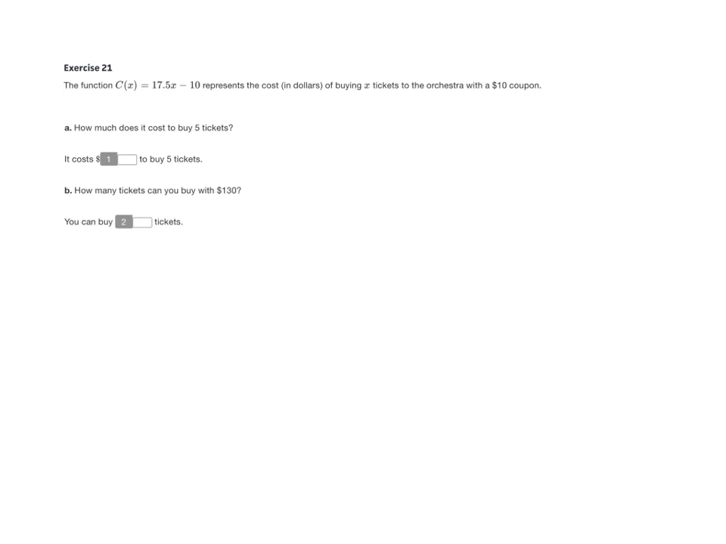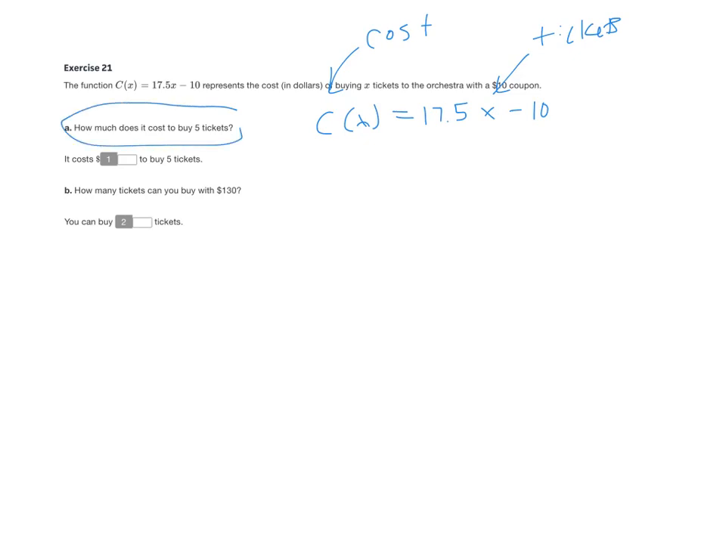Alright, exercise 21. The function c of x is equal to 17.5x minus 10. And c is the cost, so if you want to write that out, c is cost, and x represents tickets. The question is, how much does it cost to buy 5 tickets? So we're going to plug in 5 right there. C of 5 is equal to 17.5 times 5 minus 10.